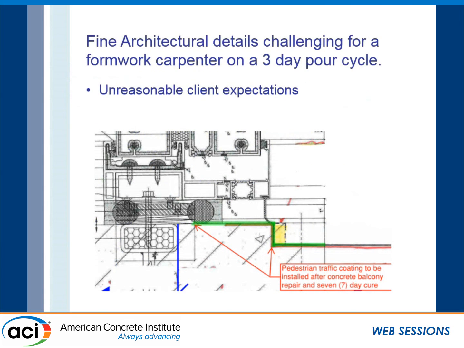Here's an illustration of an architectural detail that could be argued as an unreasonable client expectation. Again, you've got a 3/4 inch pitch, you've got a window wall, and you've got basically a 3-day pour cycle, and you've got to make this. It's a challenge for us sometimes to achieve. But again, we do this every day, and it doesn't happen by accident. It happens by careful planning, and then obviously communication to the ownership and design team.